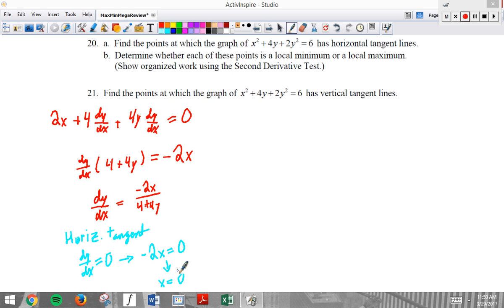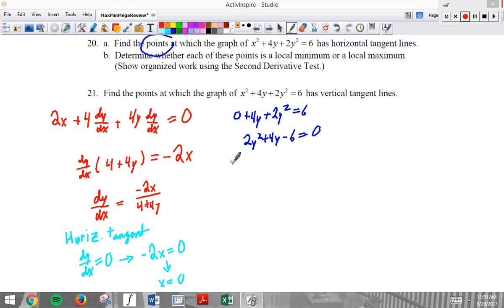so we get x equals 0. That's a horizontal tangent. Now we plug that in. We want the points. So I want to plug that into here and solve for y. So I'd be getting 0 plus 4y plus 2y squared equals 6, or 2y squared plus 4y. It's a quadratic. So we'll try this way.